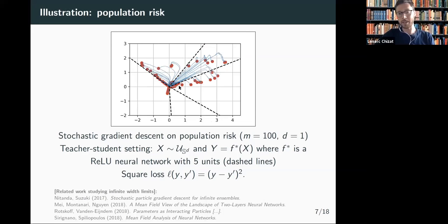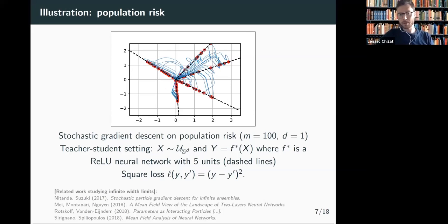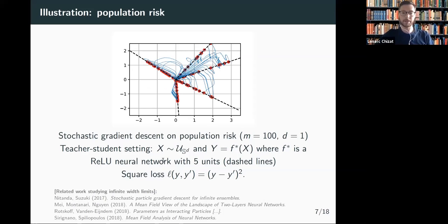So what our results tell is that when we have a lot of particles, an infinite number of particles, in fact, because it's an asymptotic result, we are guaranteed to have such a behavior. However, we cannot prove how many particles are needed to actually reach the global minimizer. And all right, so this was a small illustration.